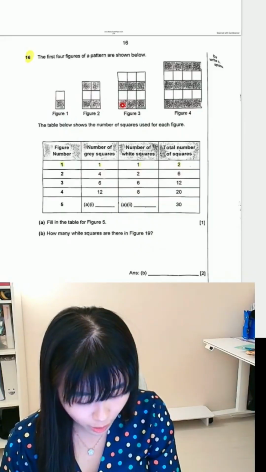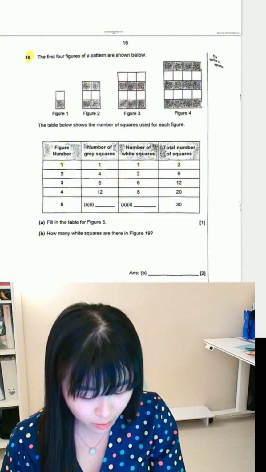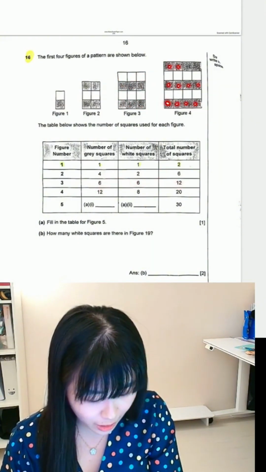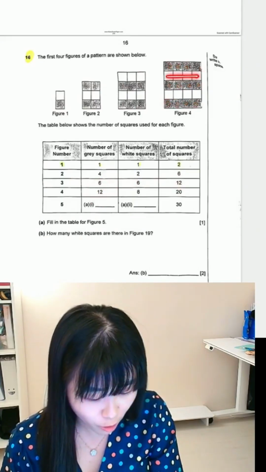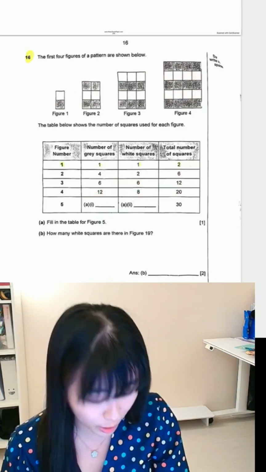Figure 3, 1, 2, 3, 4, 5, 6 here. 1, 2, 3, 4, 5, 6 here, same. So 6 plus 6 is 12. Okay? Figure 4, 1, 2, 3, 4, 5, 6, 7, 8, 9, 10, 11, 12. Like this. You get 4, 4, 8. 4 plus 4 is 8. So 12 plus 8, 20 total.